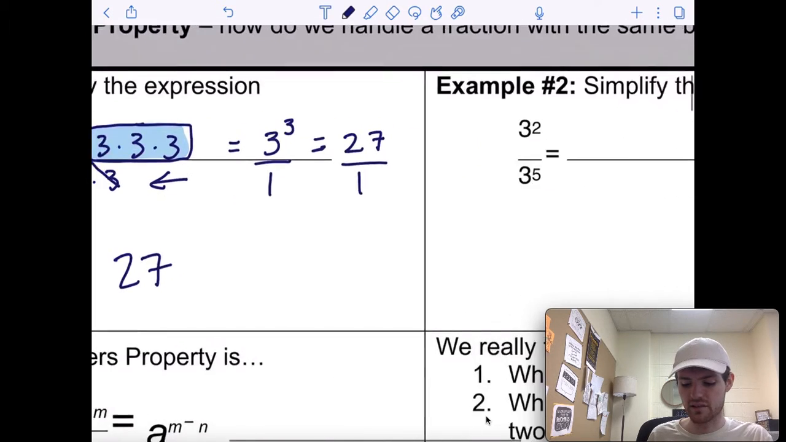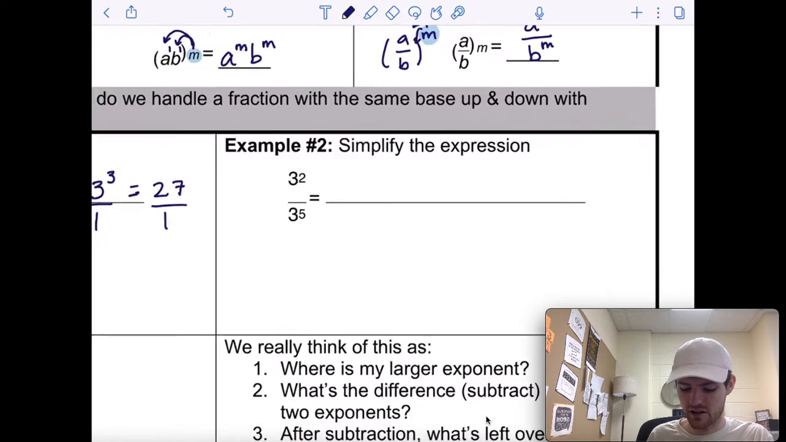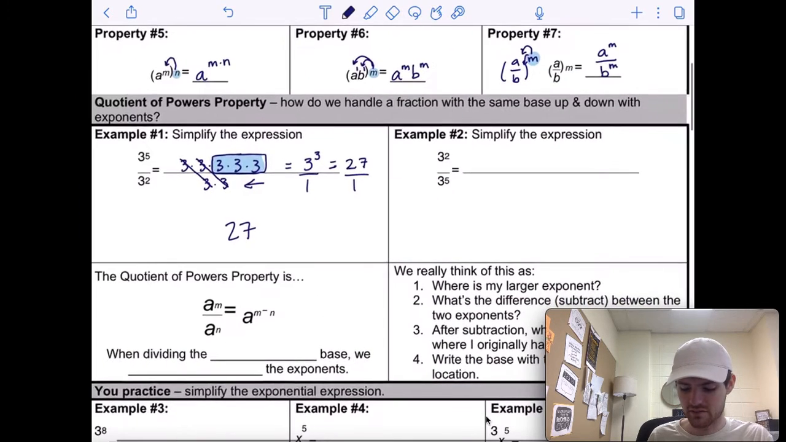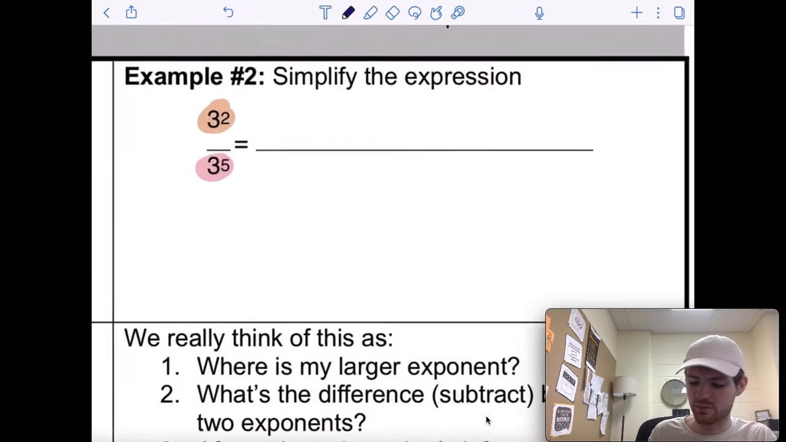Let's look at another example. Very similar. Actually, let me zoom out to show you the similarities. Looking at example 1 and 2, the only difference is that here we start with 3 to the 5th on the top, and in example 2, it's on the bottom. 3 squared is on the bottom, it moves to the top. Well, let's go ahead and write out the same process.